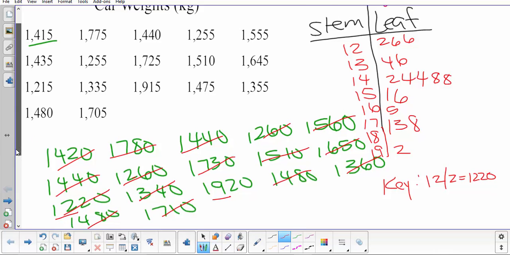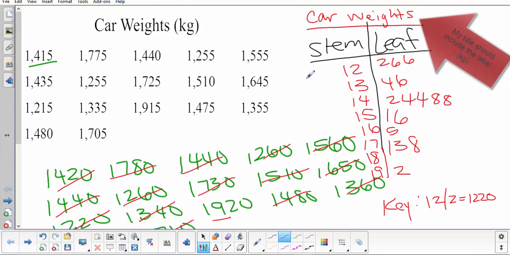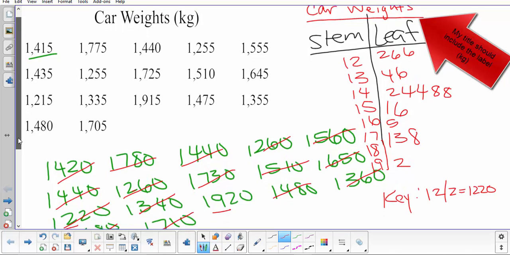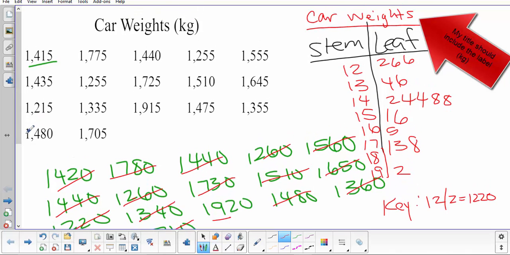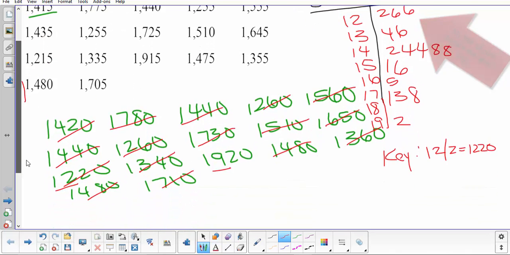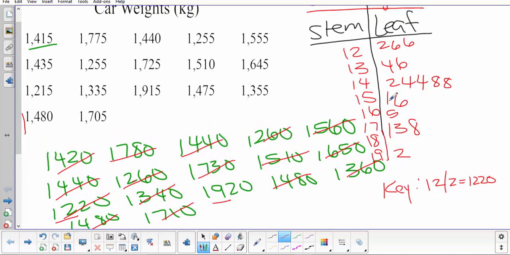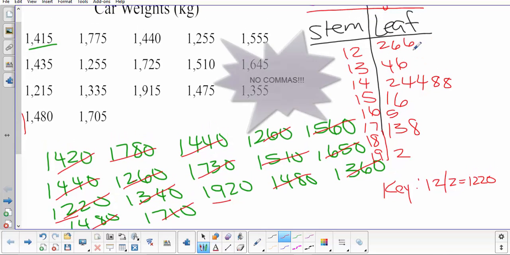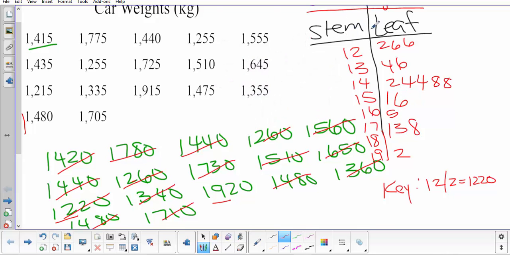As you look at my graph, you'll notice I put a title on it. All tables and graphs and charts should have a title. I have all of my numbers, and they are in order from smallest to biggest. Notice there are no commas. We do not put commas in the leaves. I have labeled the stem, I have labeled the leaf, I have put on a key. This would be a full credit stem and leaf plot.